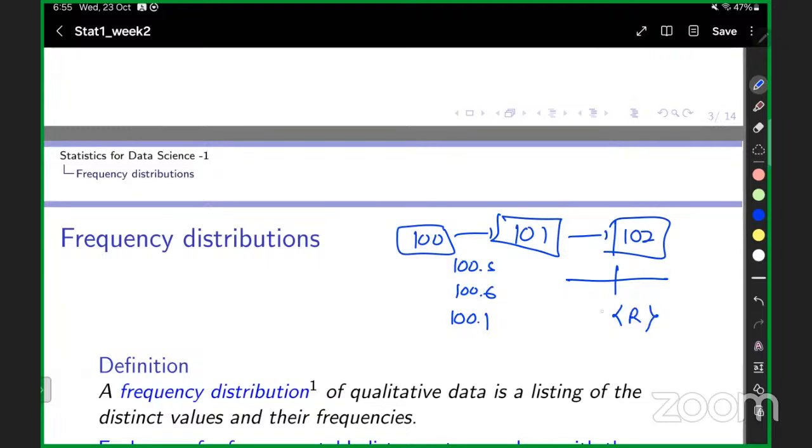Okay, so therefore it will be continuous positive real, basically. Okay, sir. All three. Thank you, sir.